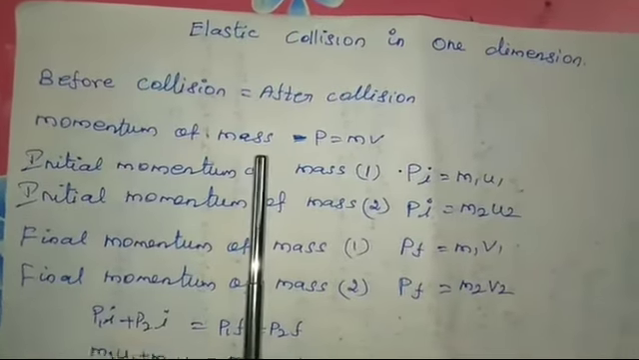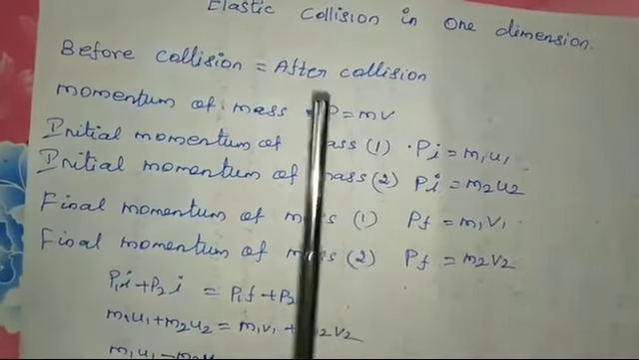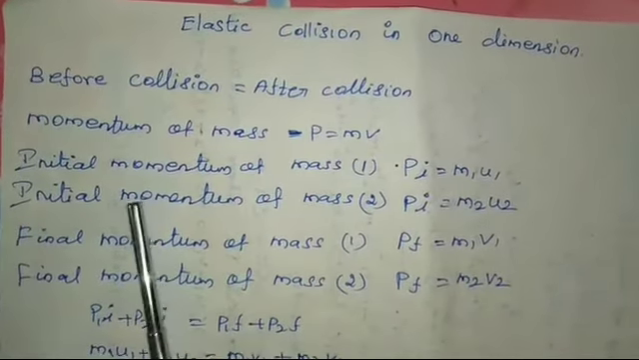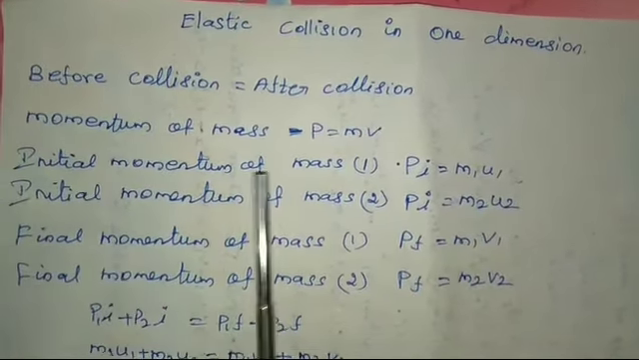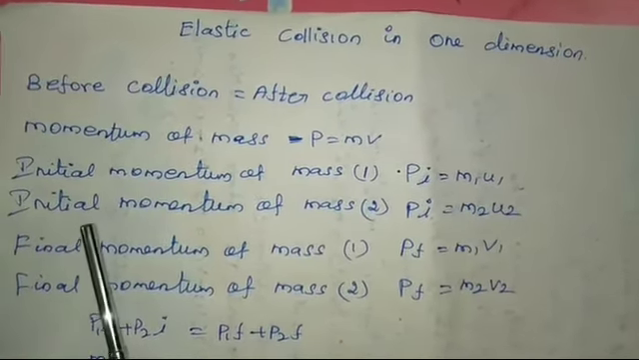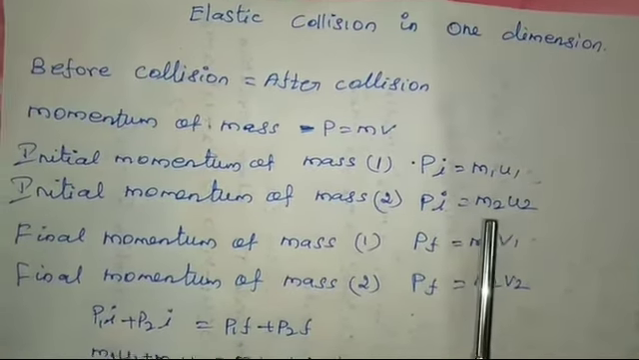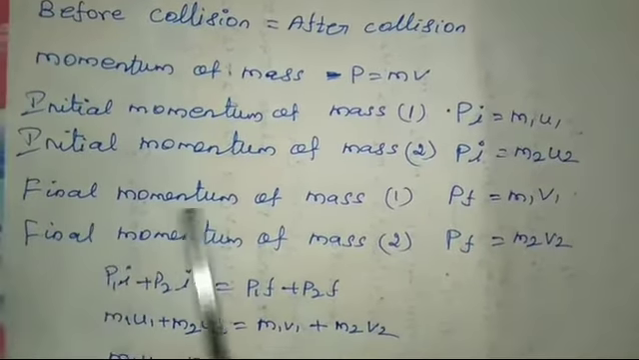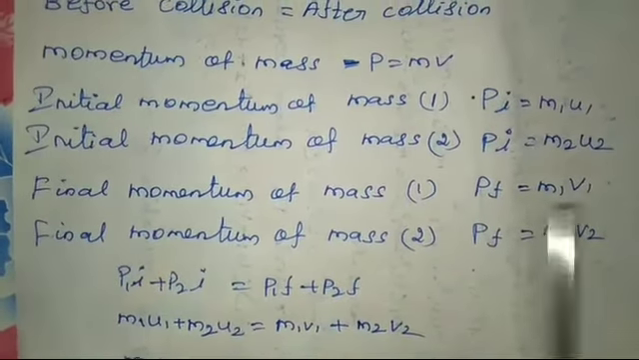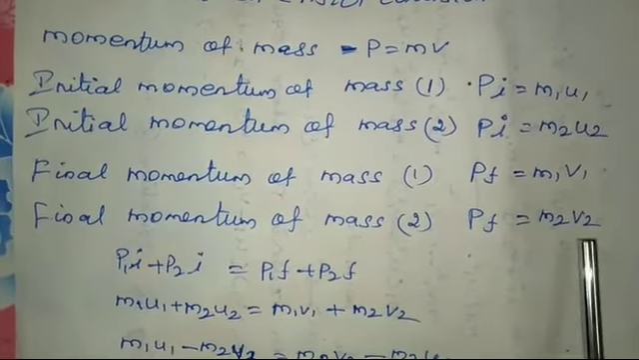Okay. Momentum of mass: the common formula is P is equal to mv. Here m is mass, v is velocity. It is common for all. So here we are using two bodies, two objects. Initial momentum of mass 1, Pi is equal to m1 u1. Initial momentum of mass 2, Pi is equal to m2 u2. Then final momentum of mass 1, Pf is equal to m1 v1. Final momentum of mass 2, Pf is equal to m2 v2.